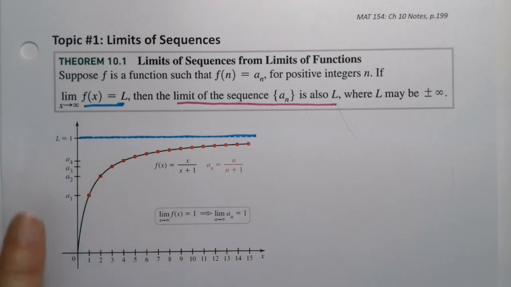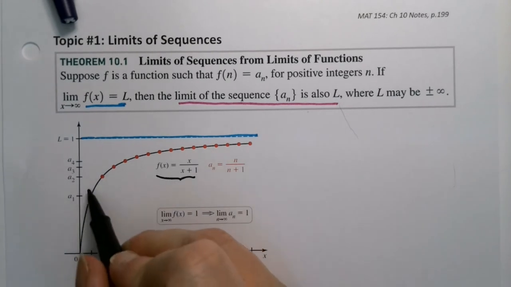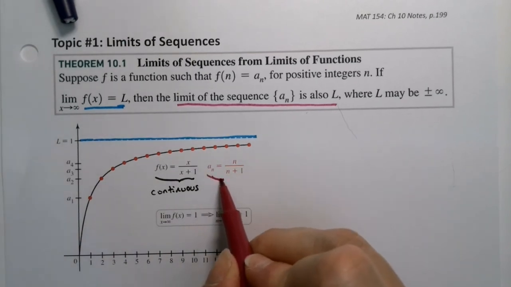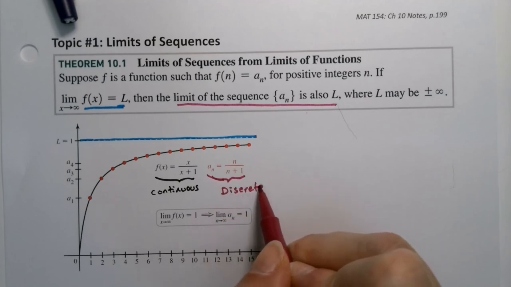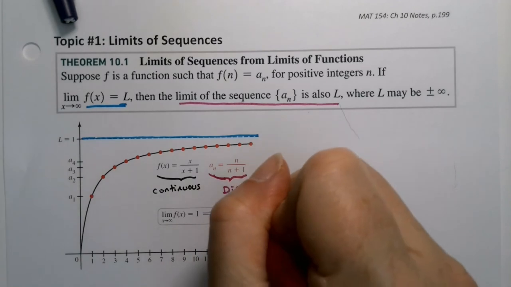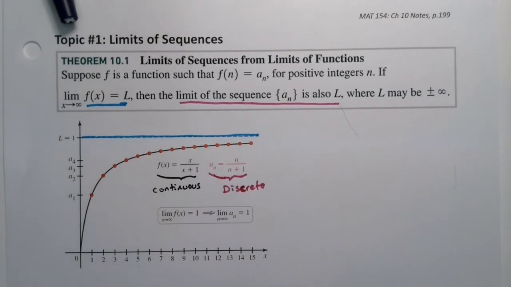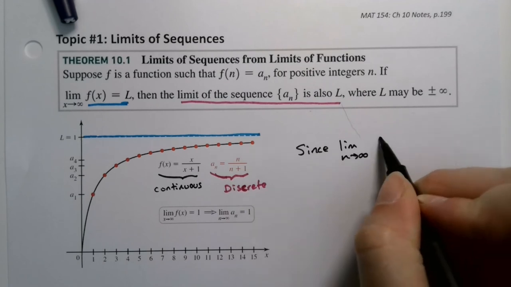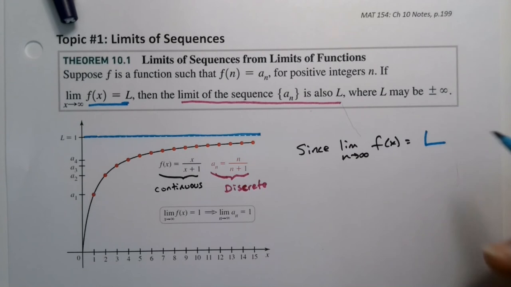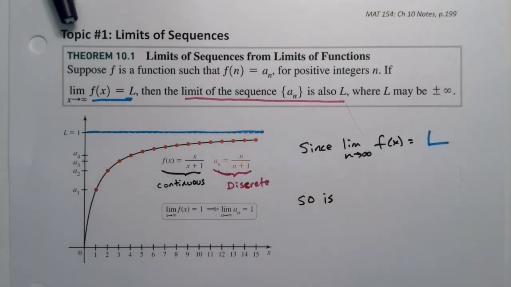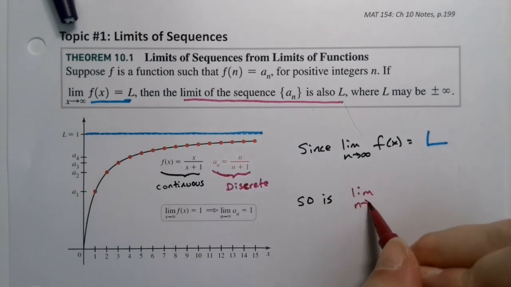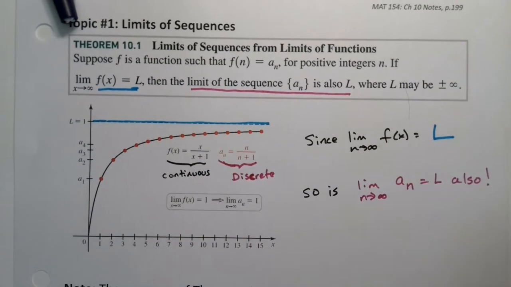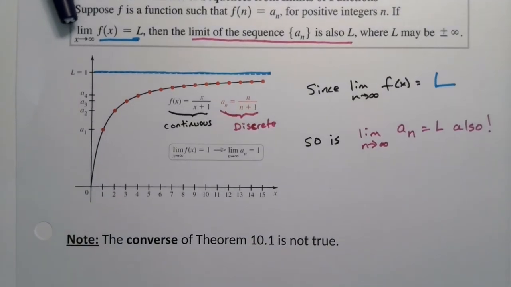Now, the function, of course, is continuous. It's the continuous black curve. But the sequence that's built from pieces of it is discrete. So since the limit of the function is L, then so is the limit as n goes to infinity of a sub n.